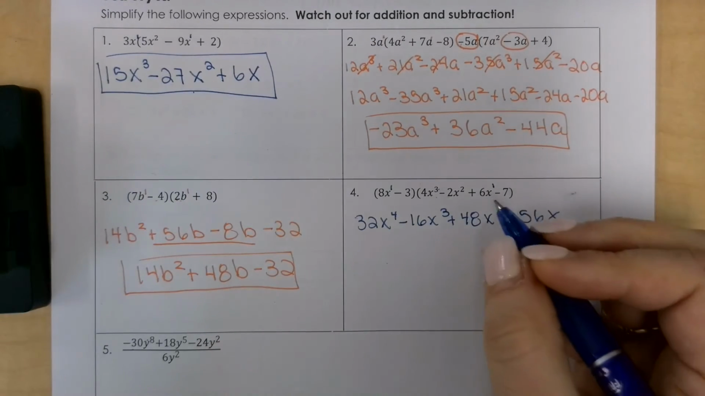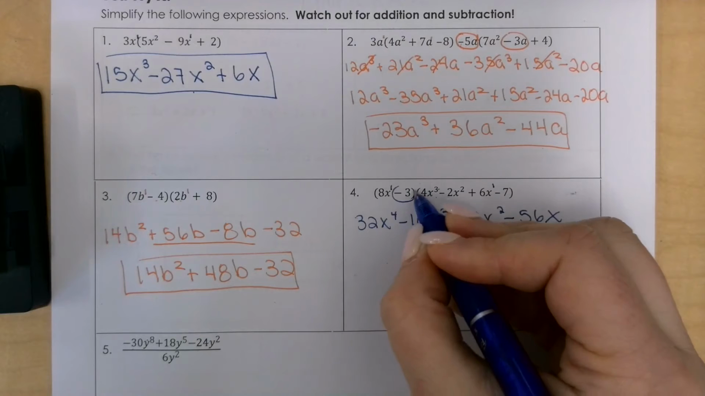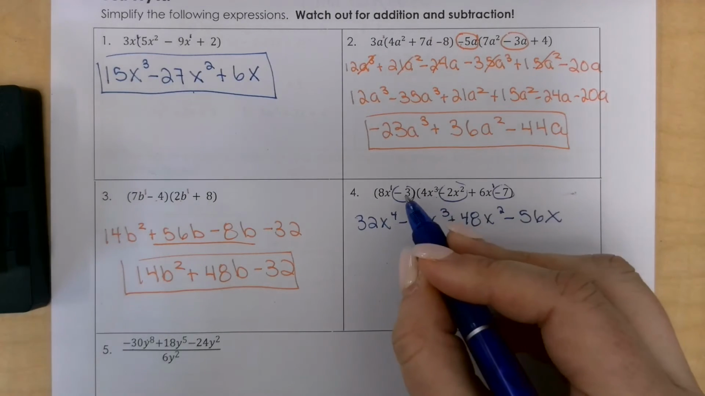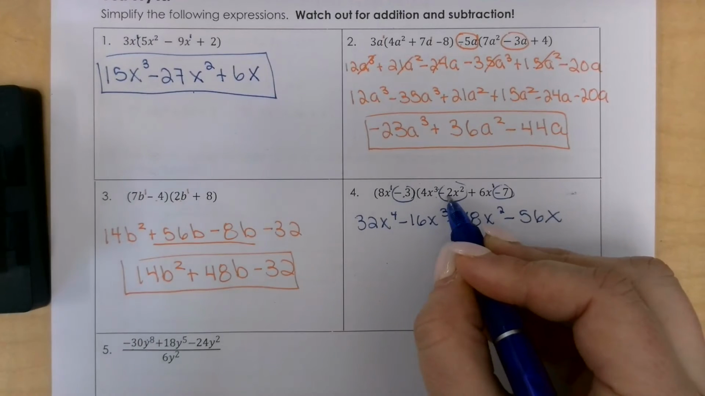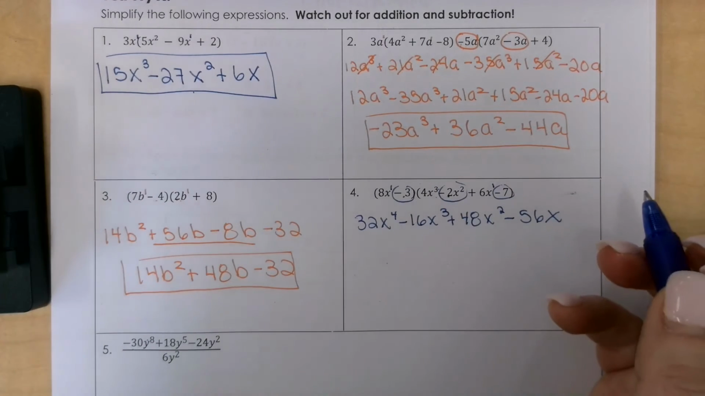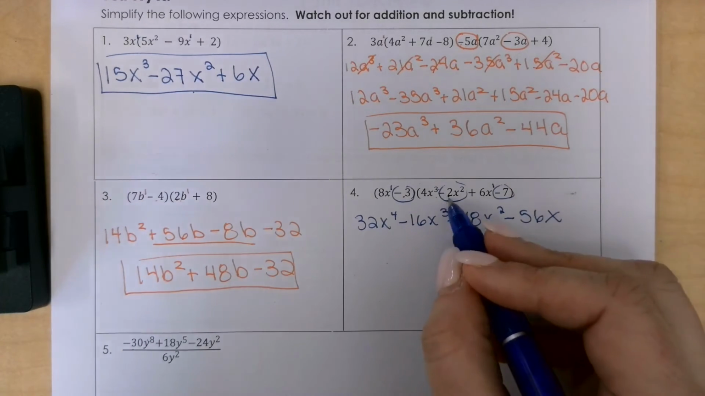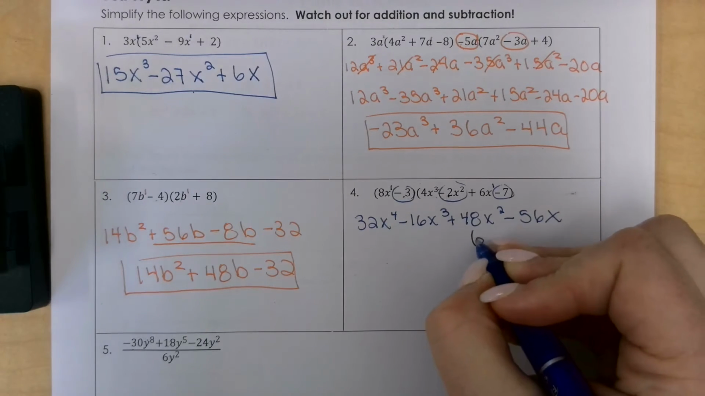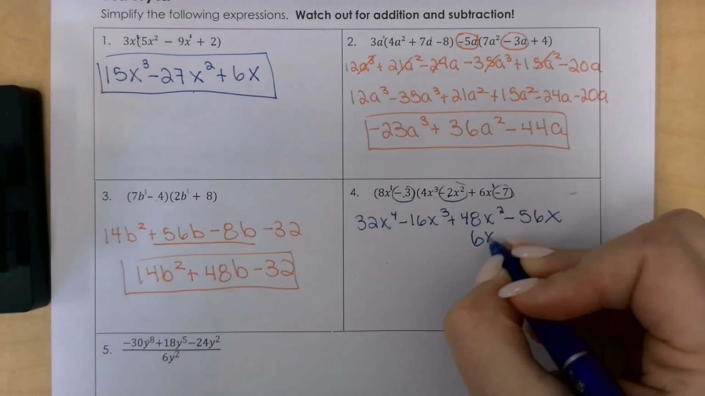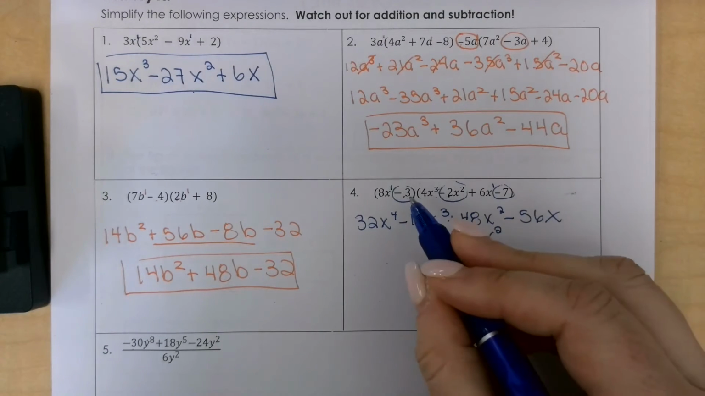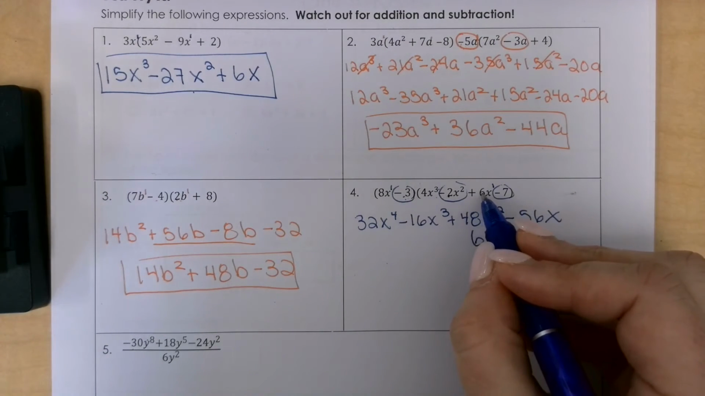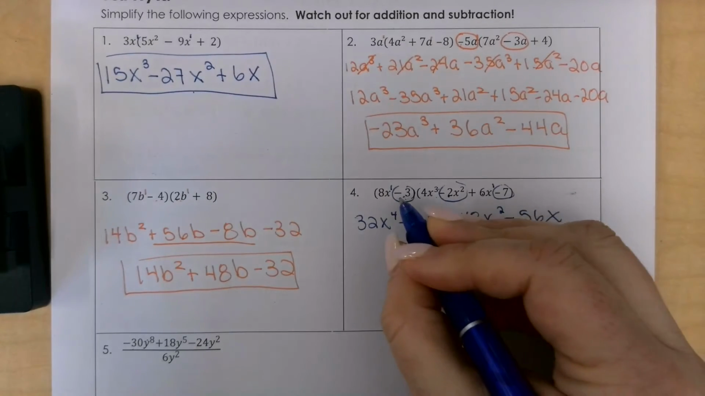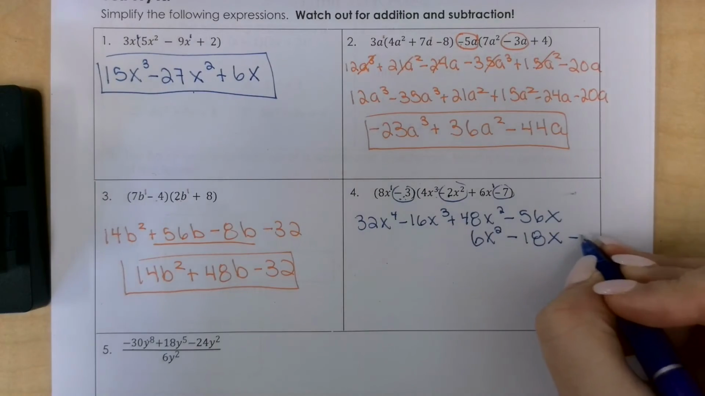Woo! Now I've got my negative 3. So I just got to be careful of any negatives. So I have negative 3 times negative 2, and I'm going to line this up under. Negative 3 times negative 2 is 6, and it's going to be x squared. Now this is negative 3 times 6, which is minus 18x, and negative 3 times negative 7 is minus 21.